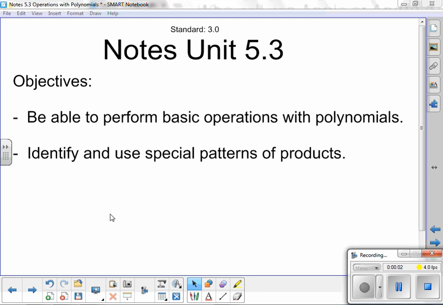So here are your notes 5.3. Just finishing them off from today. Two main topics: be able to perform basic operations with polynomials. These basic operations are only going to include adding, subtracting, and multiplying.